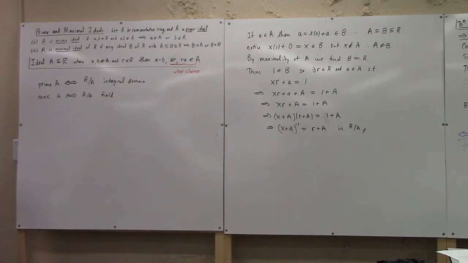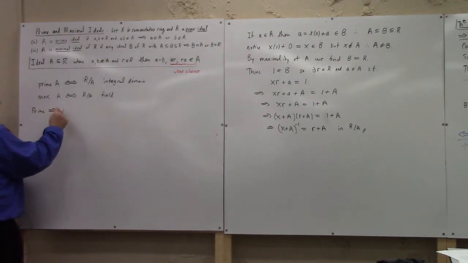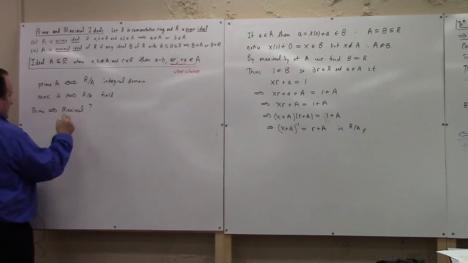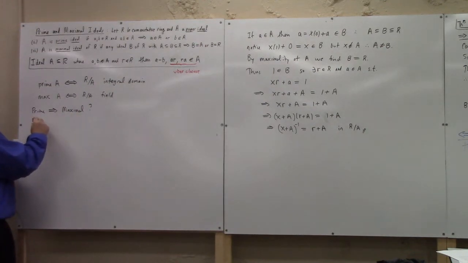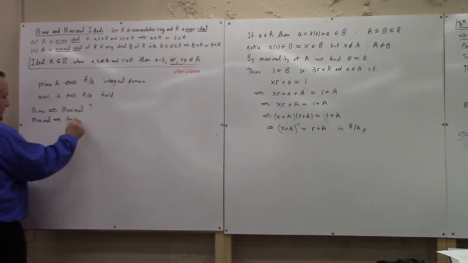So my question to you guys is, is there any interplay between these? Does one imply the other? Does the other imply the one? Well, I thought prime meant maximal. Does prime imply maximal? Does maximal imply prime? Either or both of these true, why or why not?